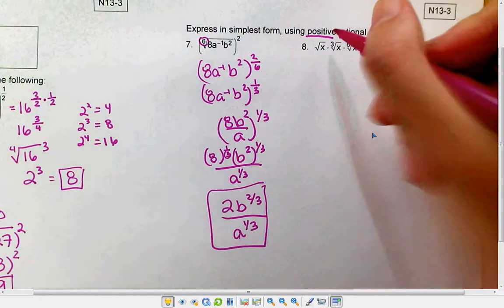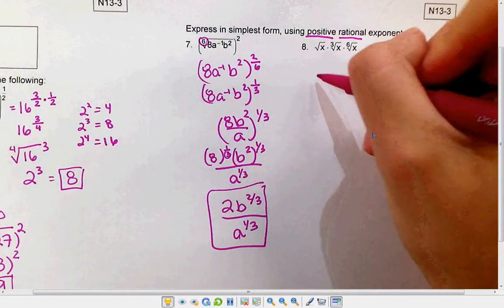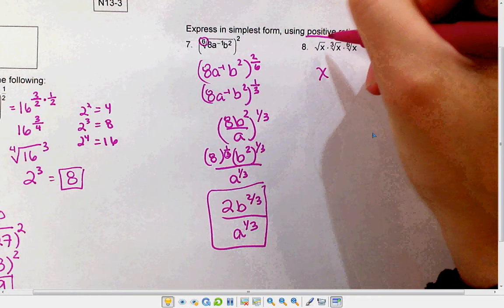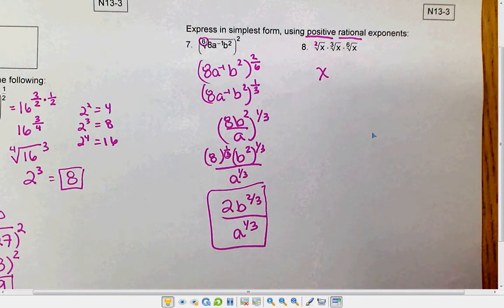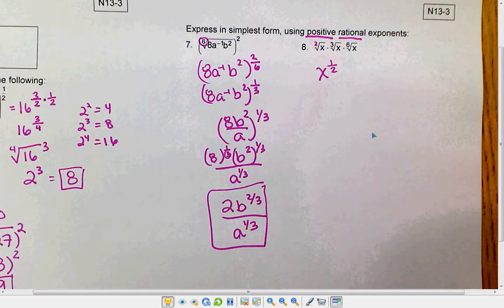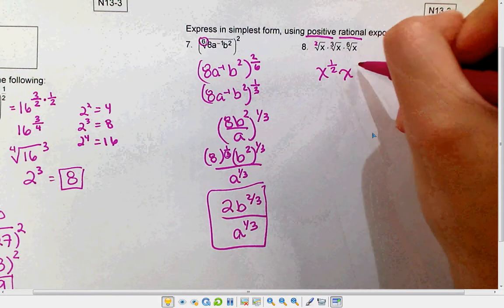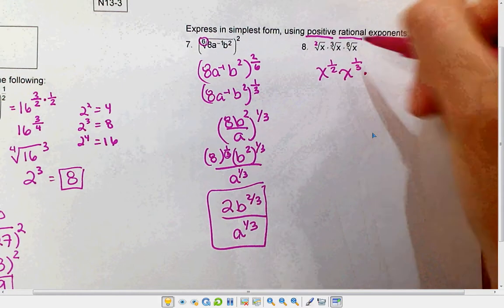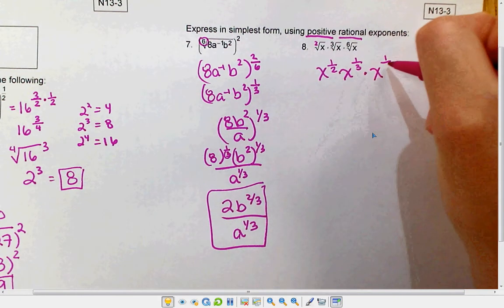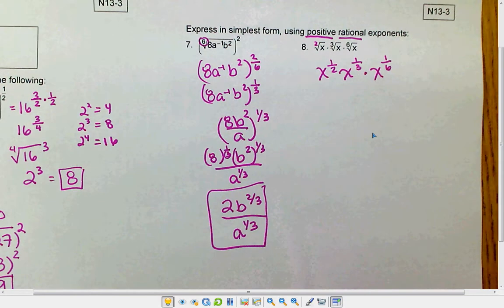For number 8 now, again, let's start off by rewriting this. So this is x to the square root, like there's a 2 right there. So again, this is going to be 1/2 now, because the 2 is at the bottom. Cube root is going to be 1/3. 6th root is going to be 1/6. So all the roots go in the denominator of your fraction exponent.